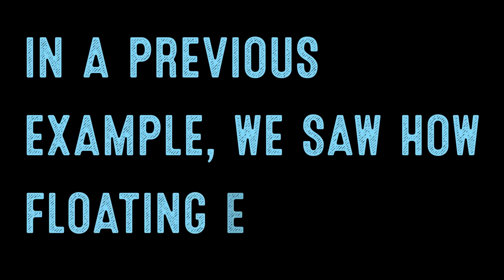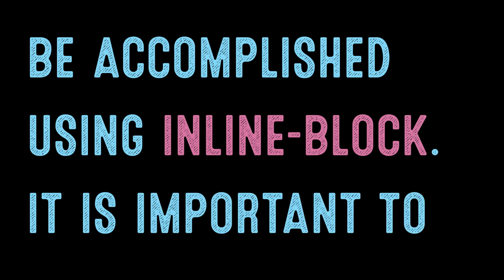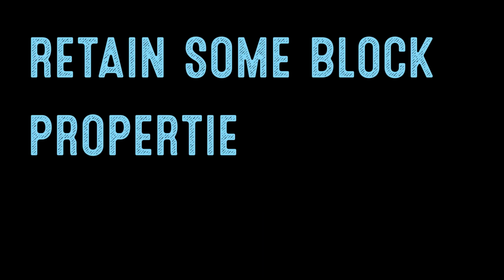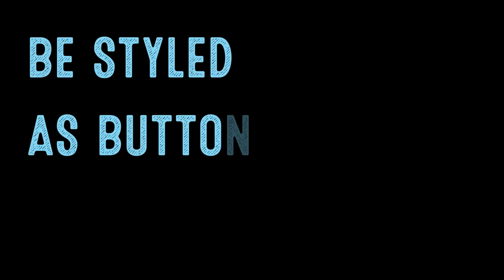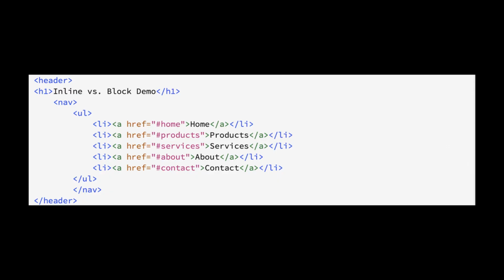In a previous example, we saw how floating elements can be used to create a navigation by displaying list elements horizontally. The same thing can be accomplished using inline-block. It is important to retain some block properties so the list elements can be styled as buttons. Here we see an unstyled navigation with an unordered list. This is the HTML code for our navigation.